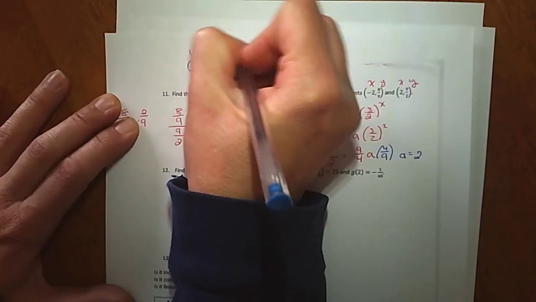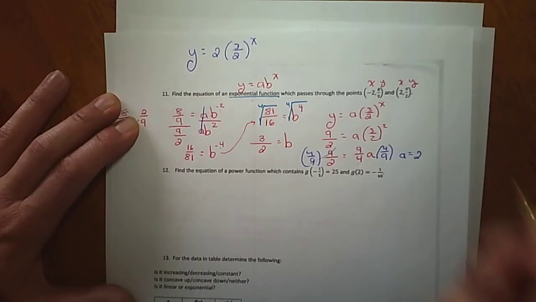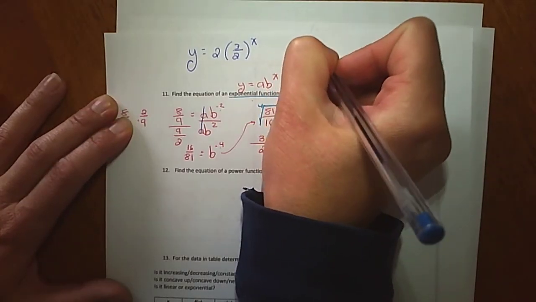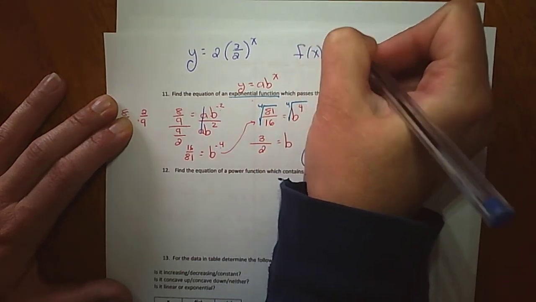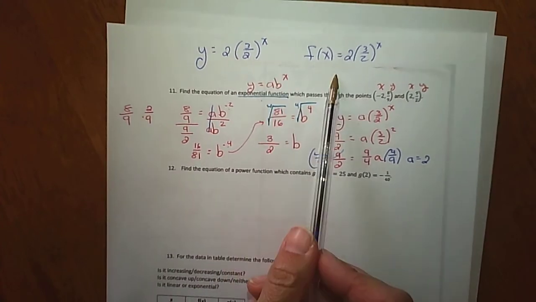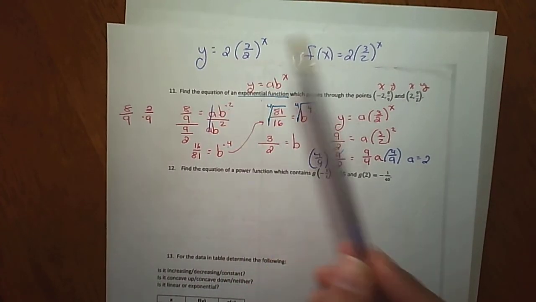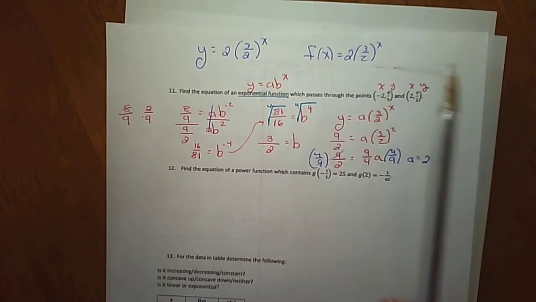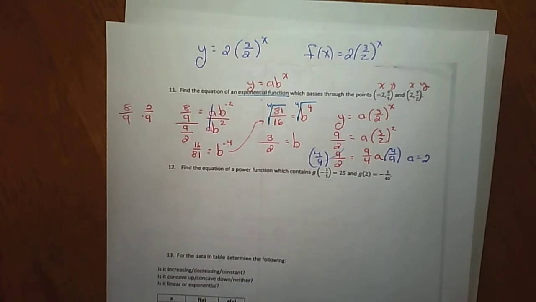B was 3 over 2 to the x. You could write it like that, or you could write f of x equals 2, 3 over 2 to the x. Either one of these is fine. The big thing is you have to have the y equals or the f of x equals to get full credit. So that's the answer to number 11.